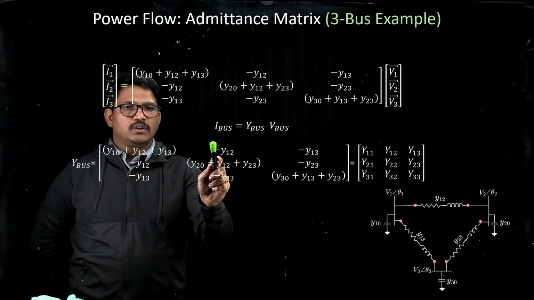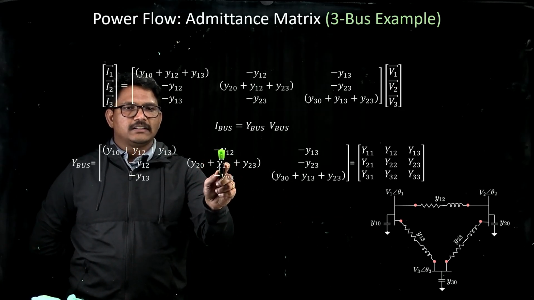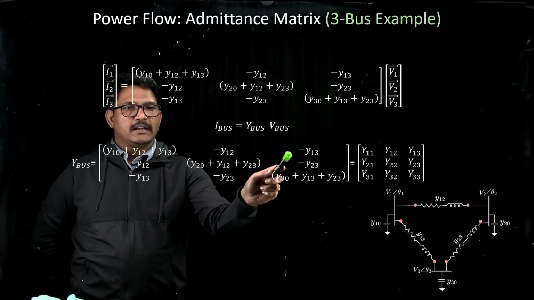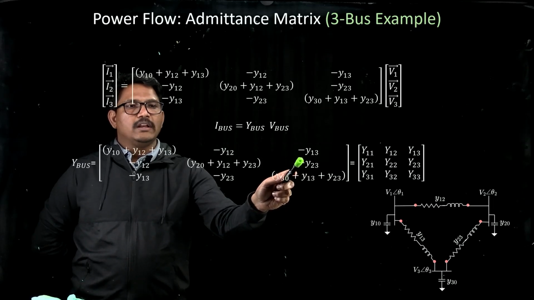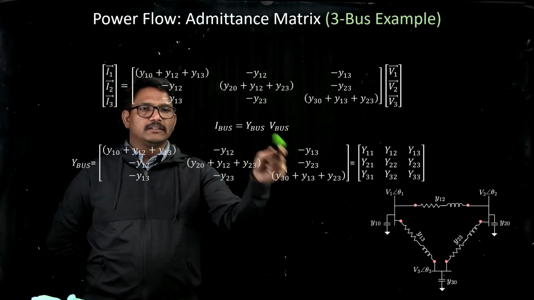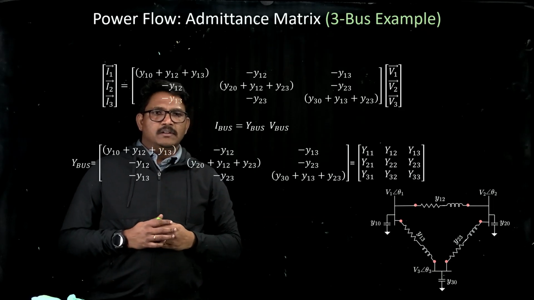Now, if you want element 1,2, this particular element is nothing but the negative of the admittance connected between 1 and 2. And this 1,3 is also the negative of the admittance connected between 1 and 3. So that's how we get our admittance bus matrix.